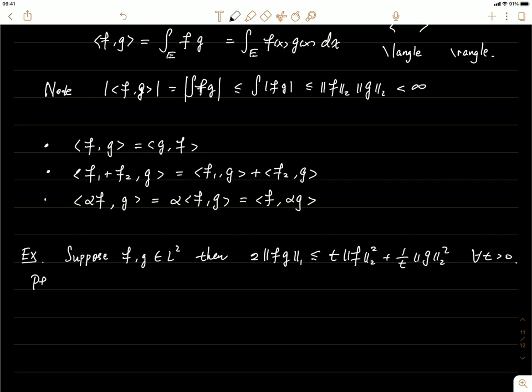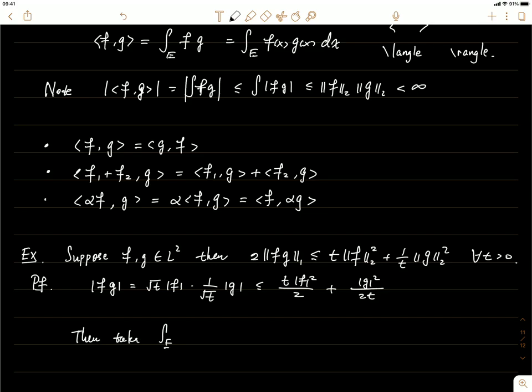The proof is pretty straightforward. It's just using the fact that when you multiply two numbers, you can extract the root of t for f, and also 1 over root t for g. And then by Young's inequality, this becomes less than or equal to t f squared over 2 plus g squared over 2t. And then you take the integral on both sides. And that implies the inequality there.